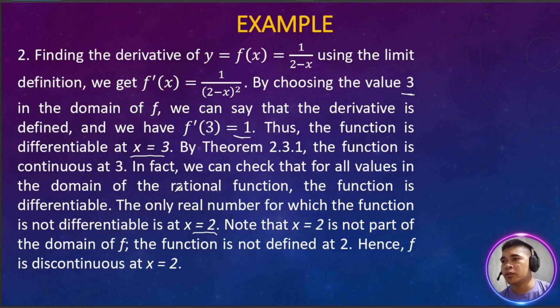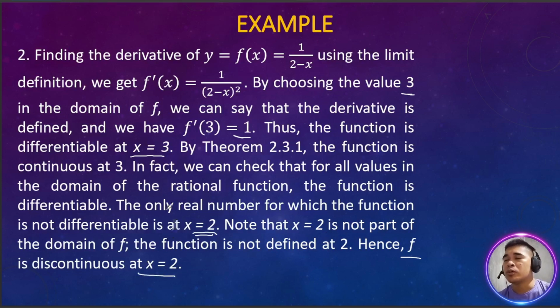So according to our theorem, if it is continuous, then it is differentiable. If it is not continuous, or there is a discontinuity, then it is not differentiable. So we have here that it is not differentiable if x is equal to 2. And 2 is not part of the domain of f. The function is not defined at 2. So f is what? Discontinuous at x equals 2.